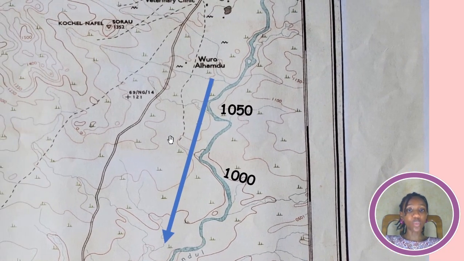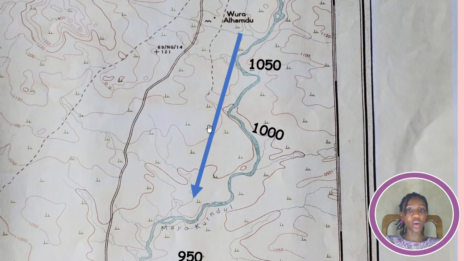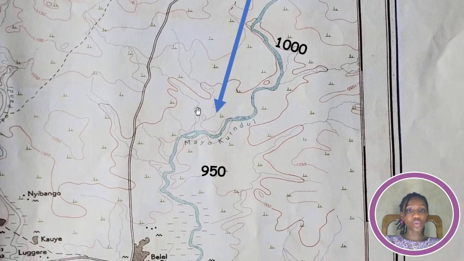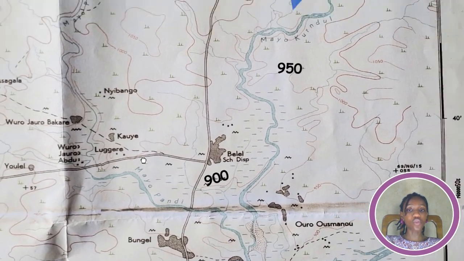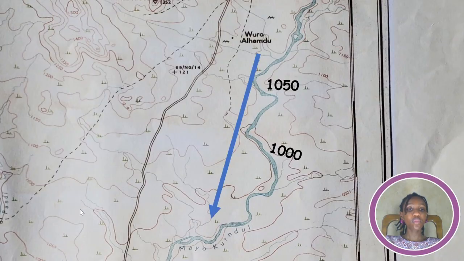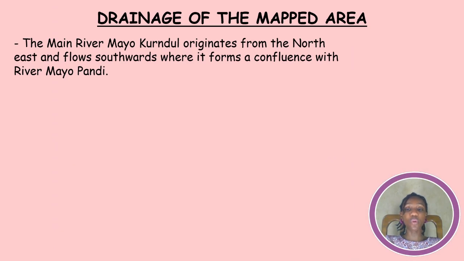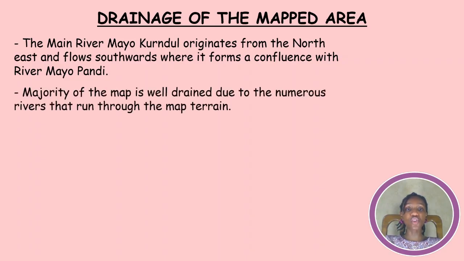Okay, here we have the 1050 contour line, then 1950, 900. I'm sure you all saw the tiny blue lines that basically covered a good portion of the map. And because of that, we can say that the majority of the map is well drained due to the numerous rivers that run through the map terrain.